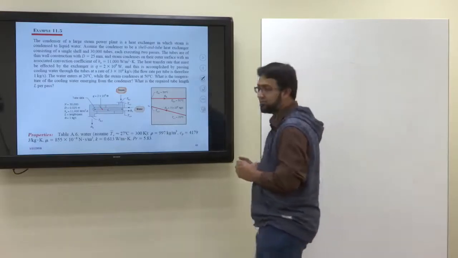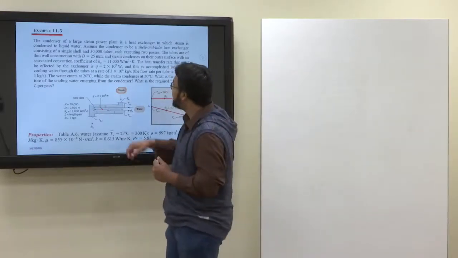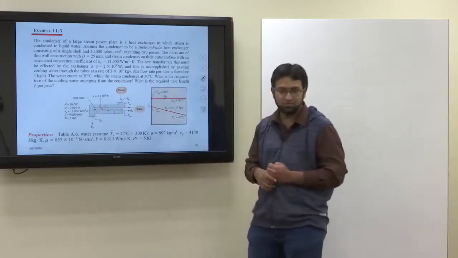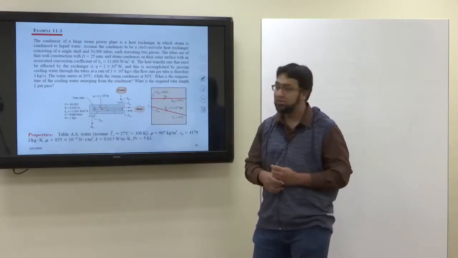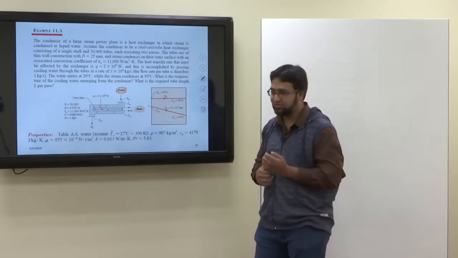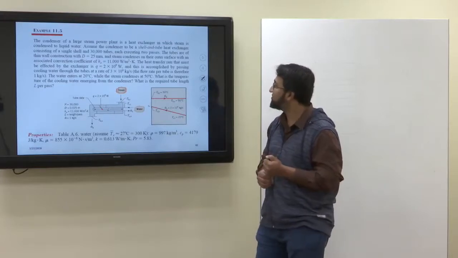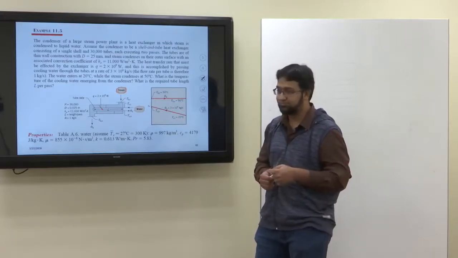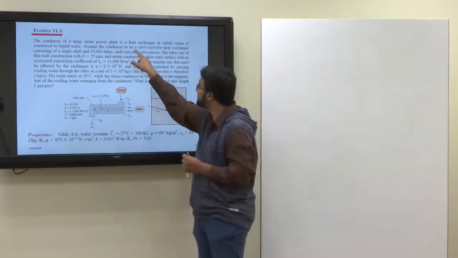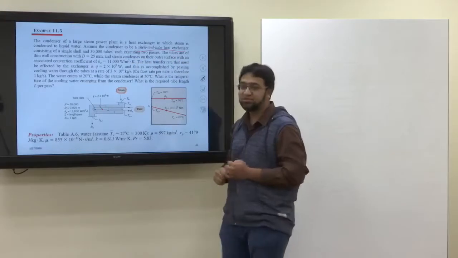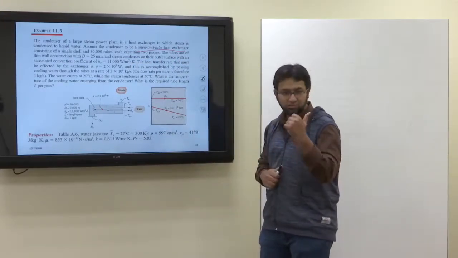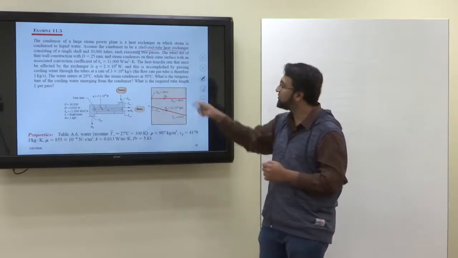This is example 11.5. The condenser of a large steam power plant. So we have a large steam power plant. For that we have a condenser, and that condenser is a heat exchanger. For now you know that condensers are heat exchangers, in which steam is condensed to liquid water. I've assumed the condenser to be a shell and tube heat exchanger. Now a condenser is a shell and tube heat exchanger consisting of a single shell. So we have one shell and 30,000 tubes.